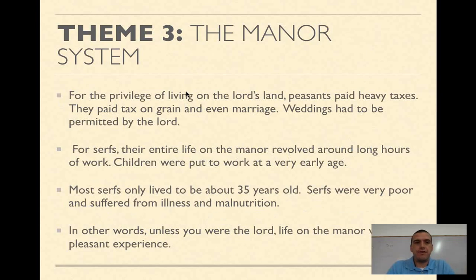And going back to the serfs, I know we're kind of jumping back and forth here. The serfs, for the privilege of working on the land, these peasants paid heavy taxes. So basically, they're not really being paid. I mean, when they are paid, they basically have to give it back in taxes. They're basically just given a place to live and to work.